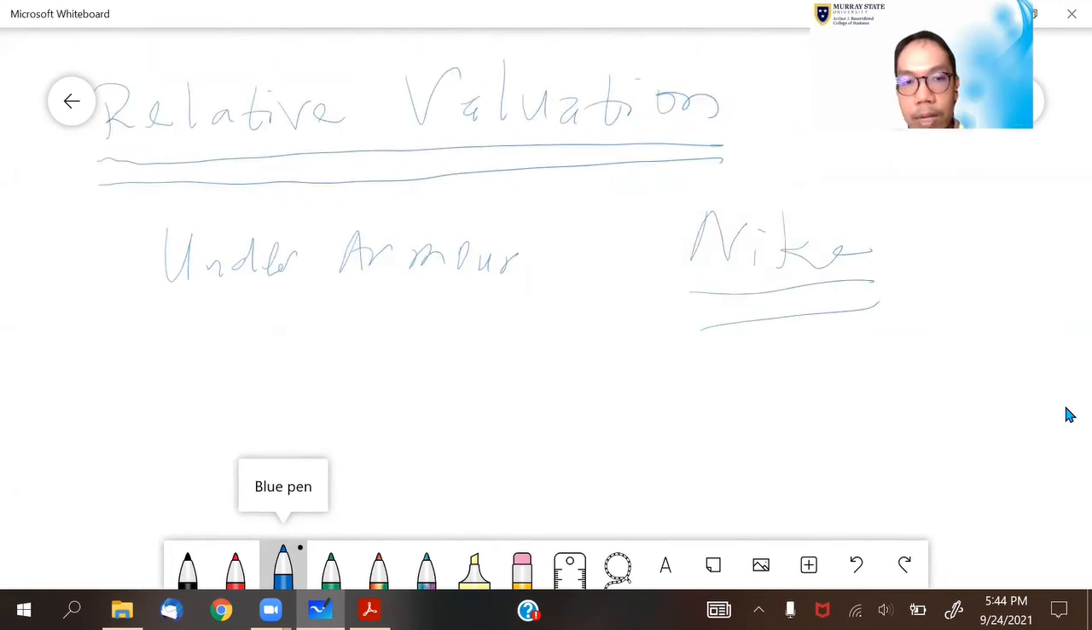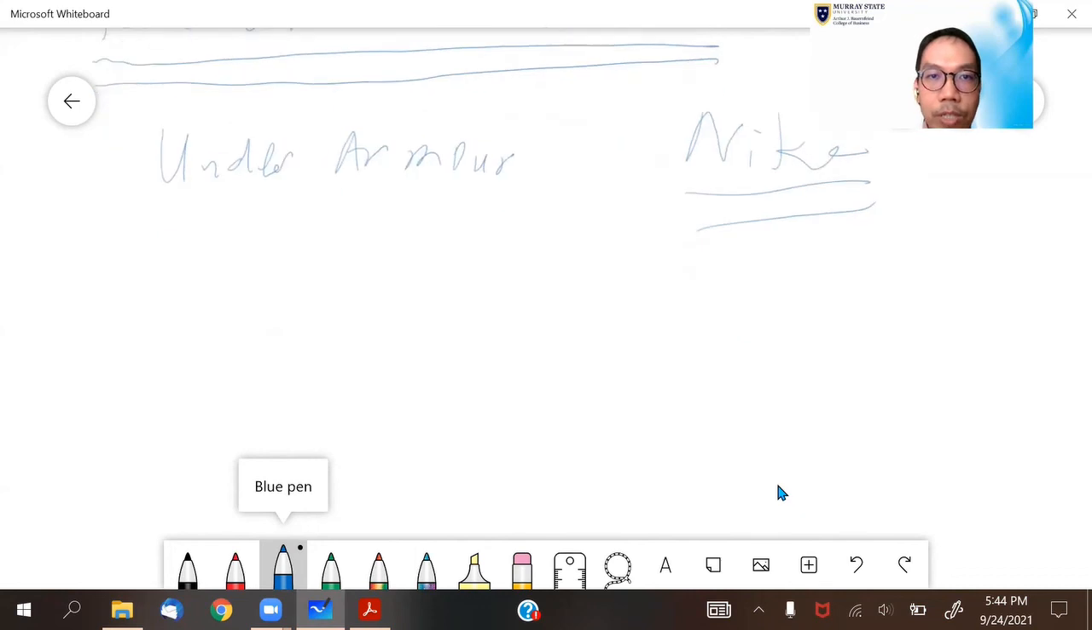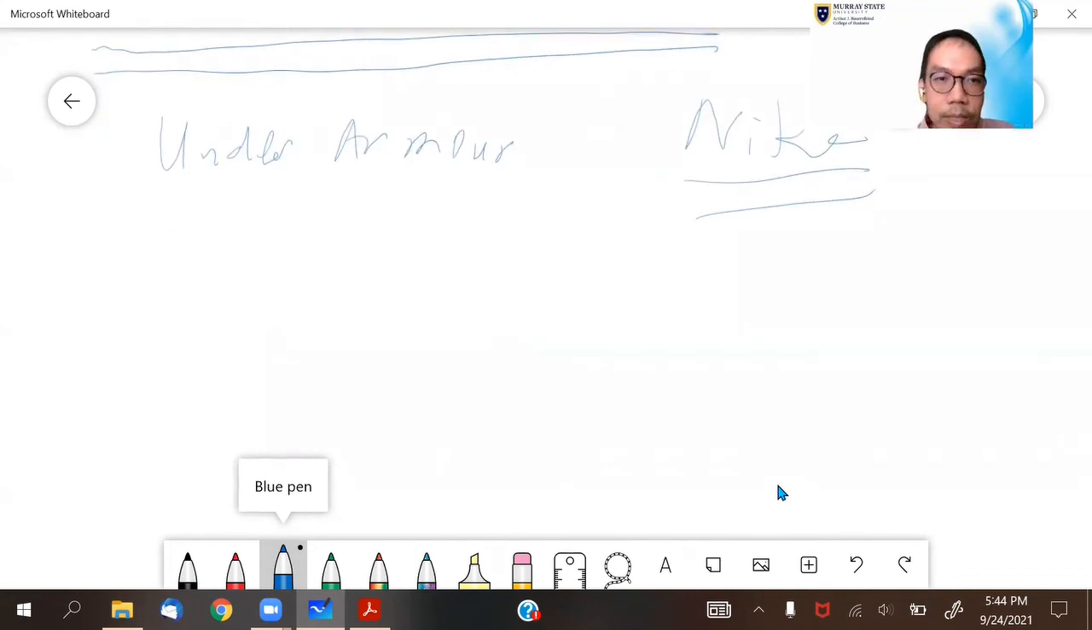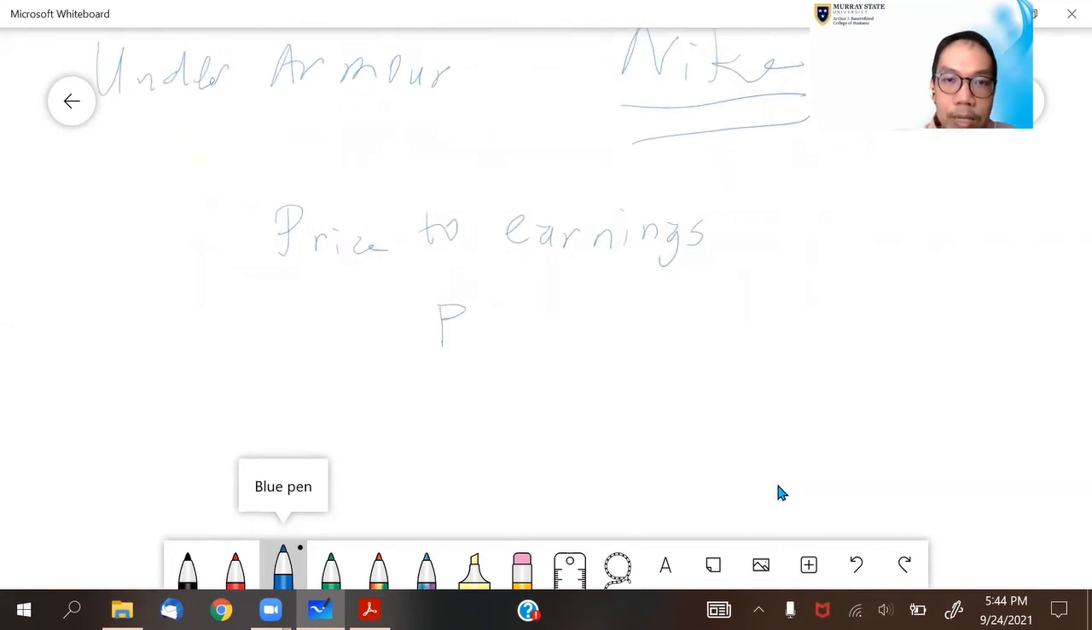So let's look at some ratios, okay? In relative valuation, there are several ratios that are quite famous. The first one is price to earnings, okay? Price to earnings ratio. We call it P/E, right? PE ratio. It's very common to call it the PE ratio.